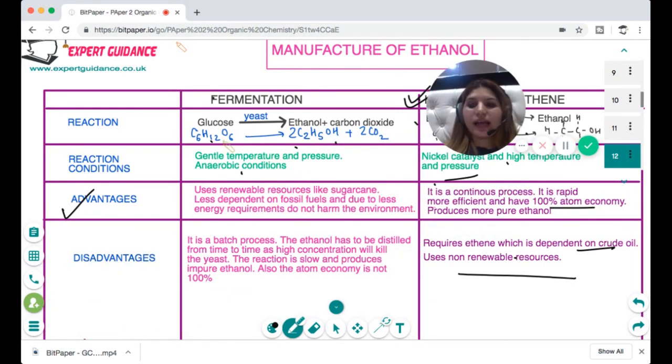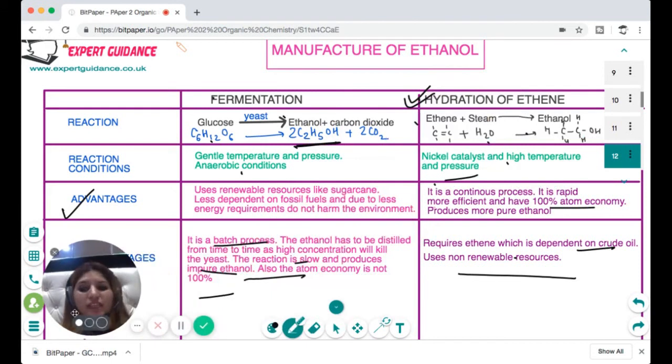On the other hand, fermentation is a batch process. You cannot make the reaction go on because as soon as the alcohol concentration increases, it will kill the yeast. So you need to make a certain quantity of alcohol and distill it off and then do the reaction again. So the reaction is slow, produces impure ethanol, and the atom economy is not 100%.